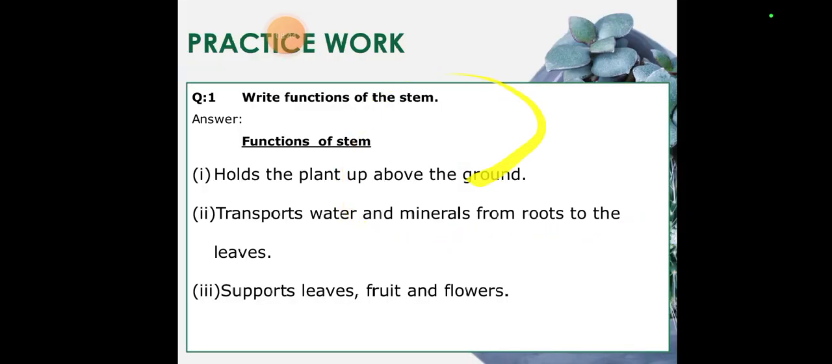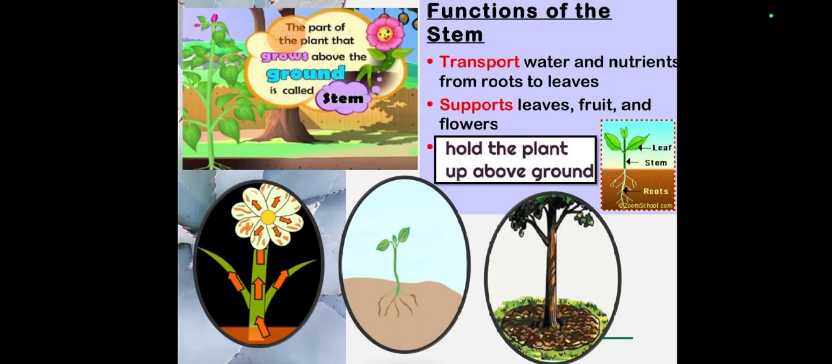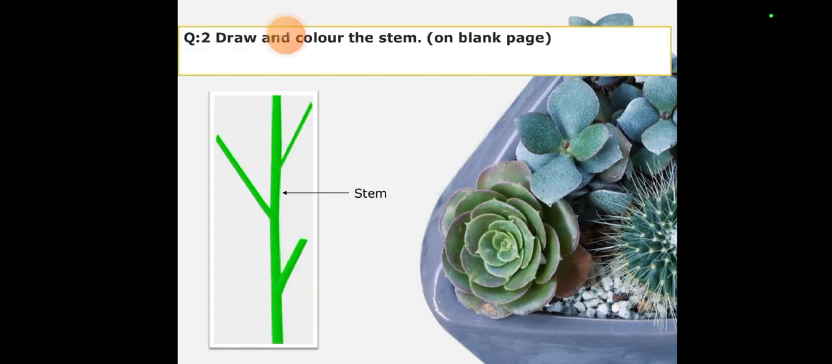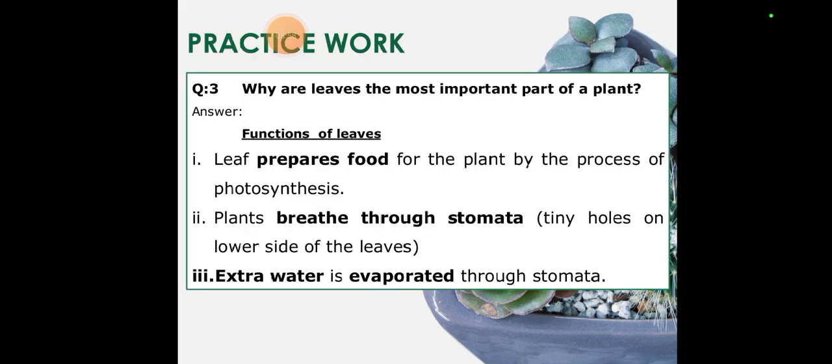Practice work. So you have to write the functions of the stem. Look: holds the plant up above the ground, transports water and minerals from the roots to the leaves, supports leaves and fruits. And this is basically a stem also. This is basically a bamboo stem.